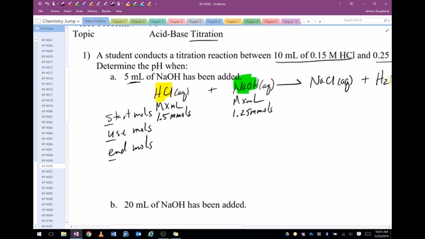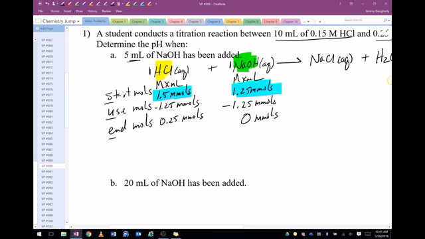Now this is the limiting reactant problem. I have 1.25 millimoles of sodium hydroxide, 1.5 millimoles of hydrochloric acid, so which one will run out first? Well, it's a 1-to-1 reaction, so that means I'm going to run out of the sodium hydroxide first. So I'm going to use 1.25 millimoles. So that means I have no sodium hydroxide left. I have only hydrochloric acid left. So now I can calculate pH.